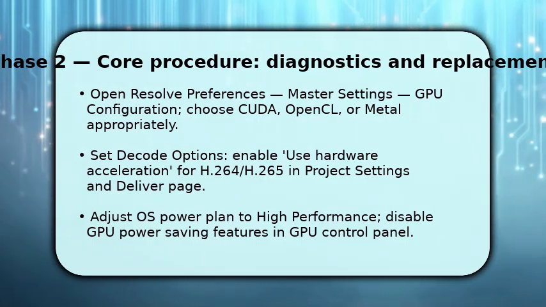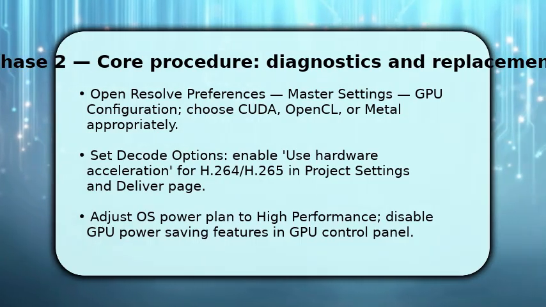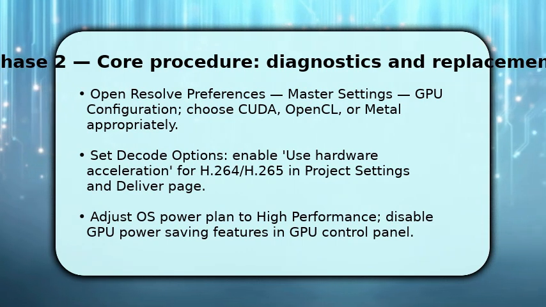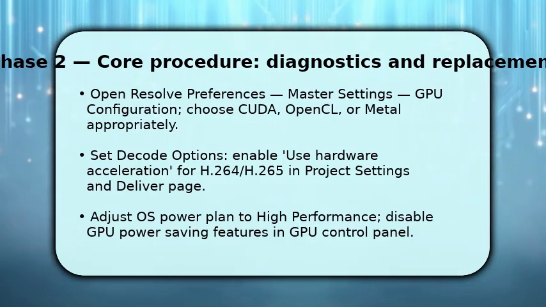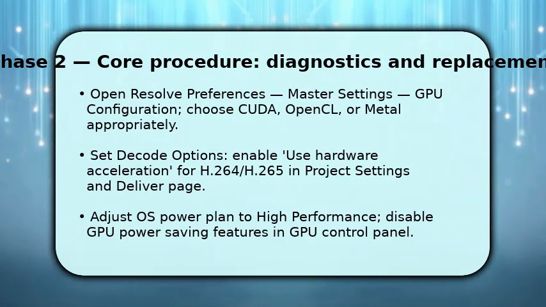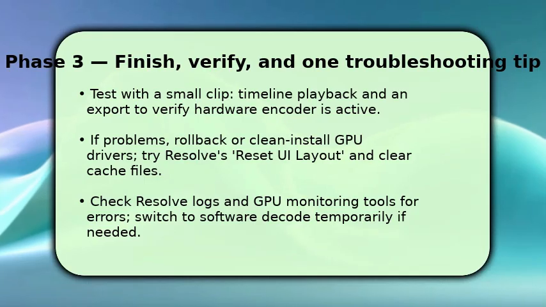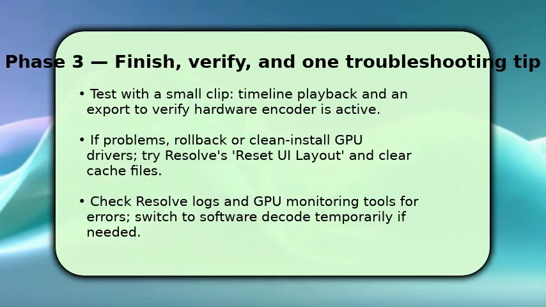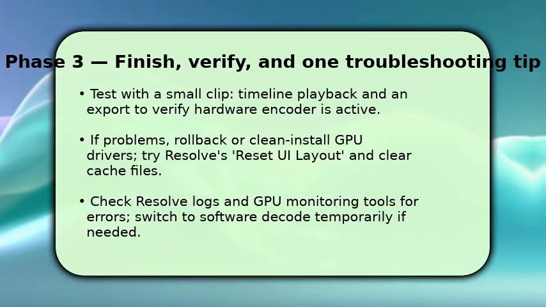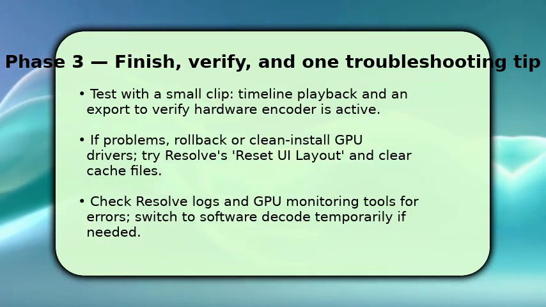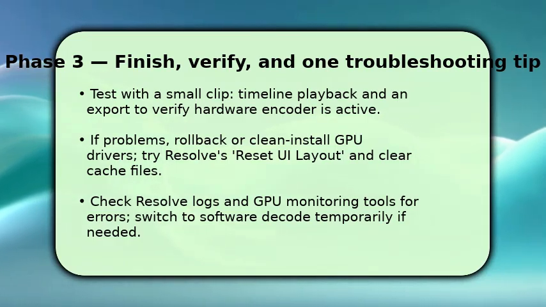Also change your operating system power plan to high performance and turn off GPU power saving in the driver settings. Finalize by testing. Open a small project, verify real-time timeline playback, and run a short export to confirm the hardware encoder is being used. If acceleration still fails, perform a clean GPU driver install or roll back to a known good version, clear Resolve caches, and reset the UI layout.